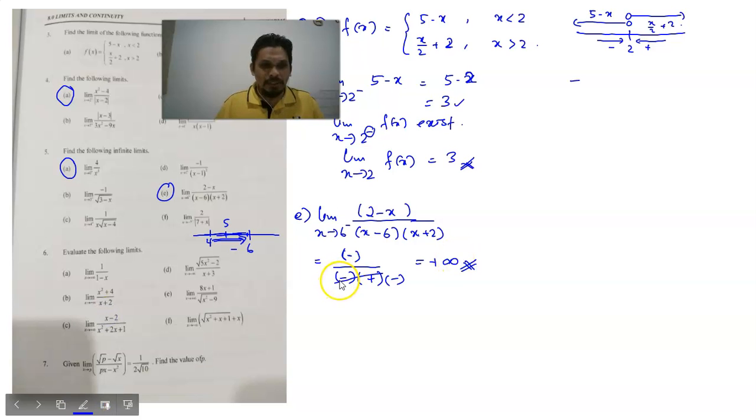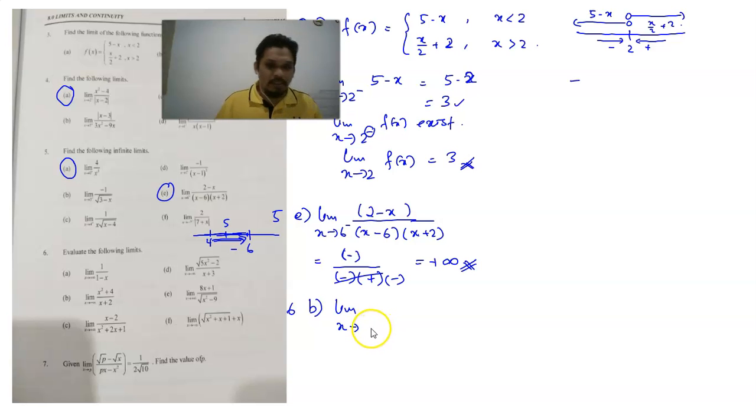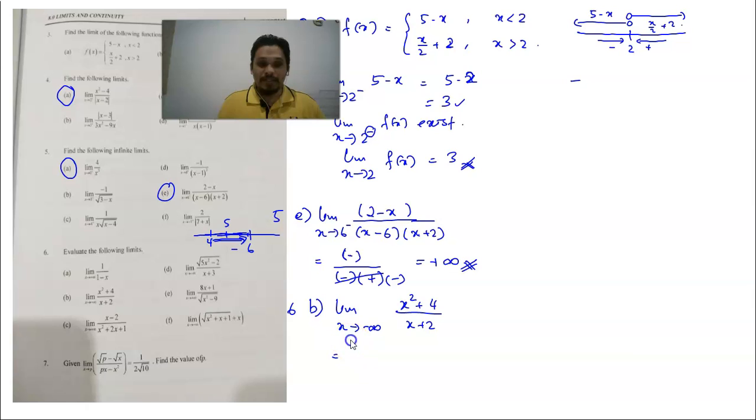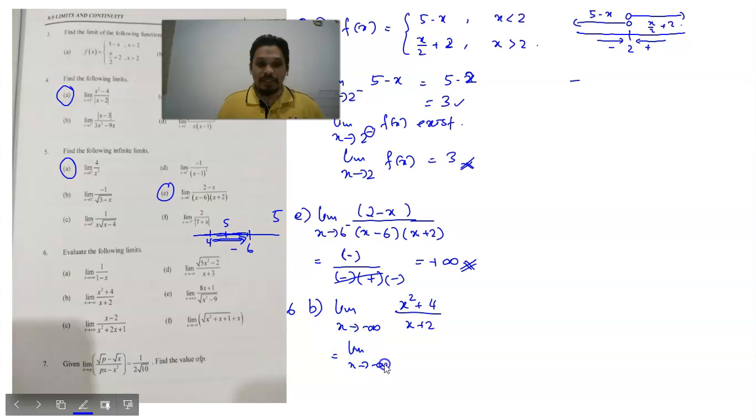Okay, question number 6, let's say number 6b. This is 5e, so number 6b. Limit as x approaches negative infinity of (x squared plus 4) divided by (x plus 2). So the limit as x approaches negative infinity.